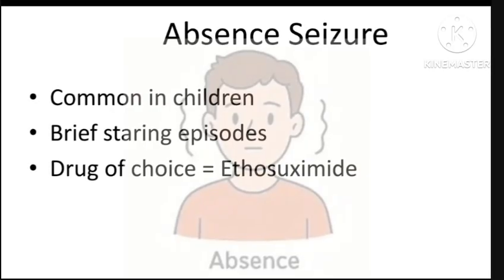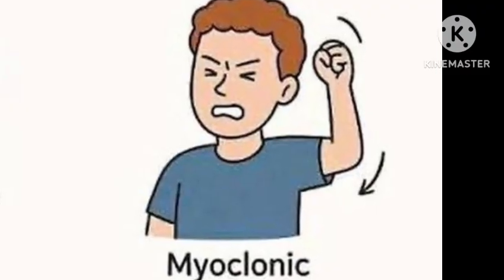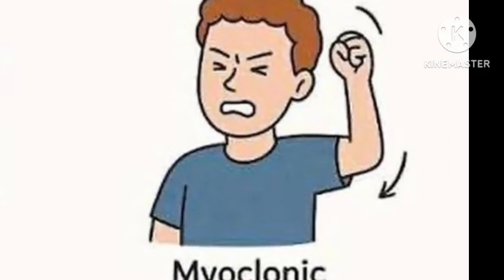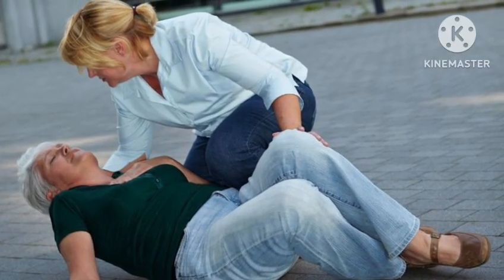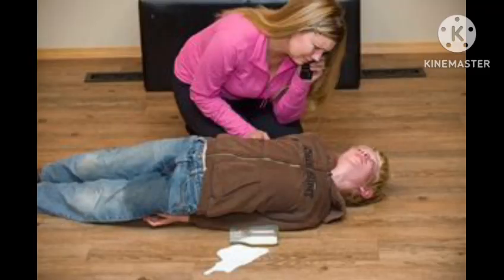Next, myoclonic seizure. Sudden brief muscle jerks, like sudden electrical shock movements. For example, suddenly dropping an object from the hand. Next, atonic seizure. Sudden loss of muscle tone. The patient suddenly falls. So, also called drop attacks.